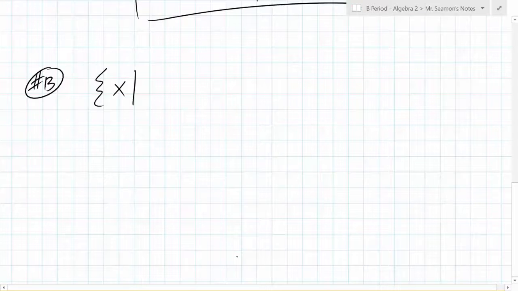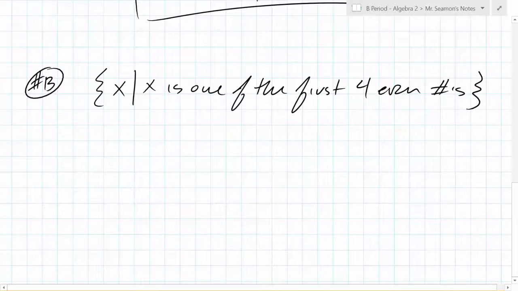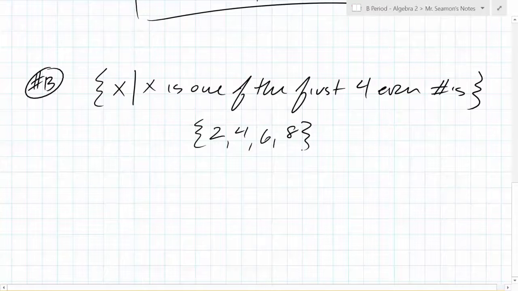Okay, 13, I think is what you asked first. So 2, 4, 6, 8, x such that x is one of the first 4 even numbers. There it is. Verbal description. So what is that set? What are the first 4 even numbers? It's not a hypothetical. 2, 4, 6, and 8. What'd you write? X is an even natural number less than or equal to 8. Awesome. That is correct. Absolutely, that's totally fine.